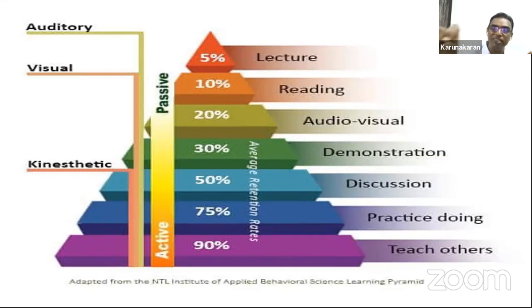Retention of audiovisual is 20%. The retention of demonstration is 30%. The retention of what they discussed is 50%. If they practice doing something, they retain most of the things that they have done. And if they teach something to others, they can retain 90% of what they learned. In a classroom, when students start teaching something to fellow students, they can retain most of the things they learn.